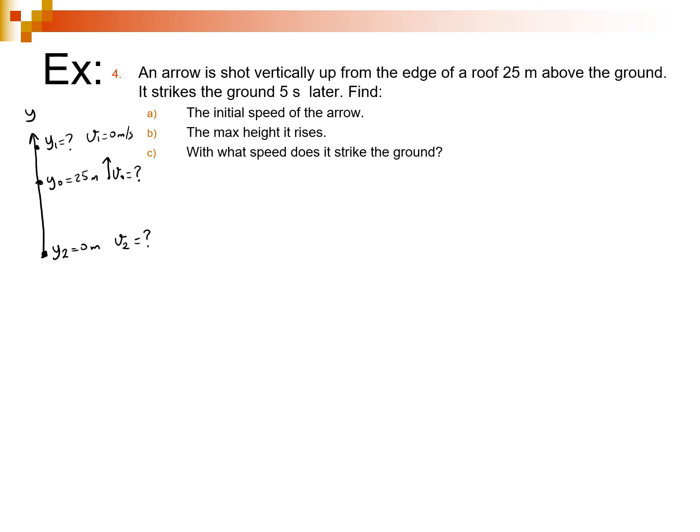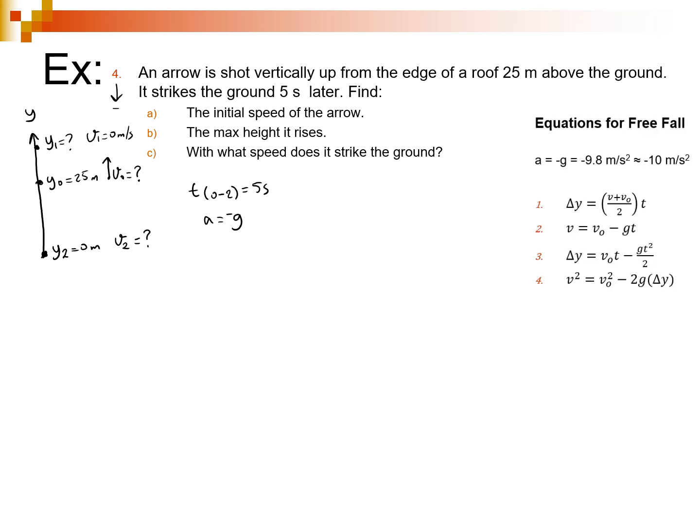What else we know is the entire motion takes 5 seconds. The entire motion from position 0 to position 2 takes 5 seconds, and the acceleration is obviously g, and since we decided downward to be negative, it's going to be negative g like this. Okay, downward is negative. Alright, so let's use our list of equations as usual.